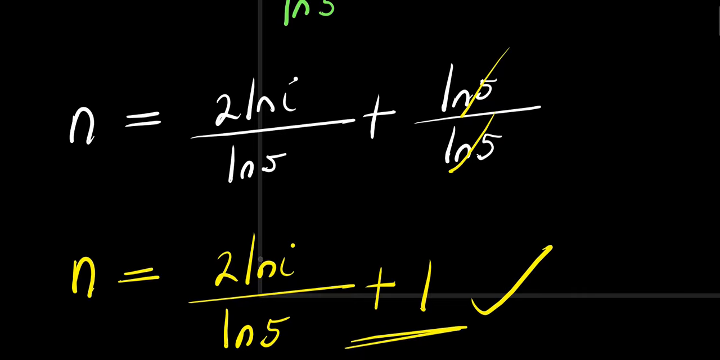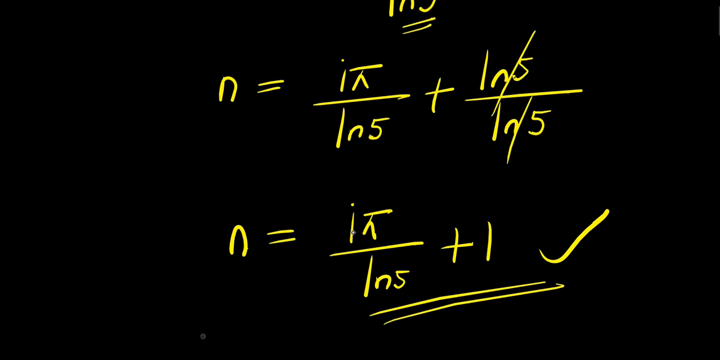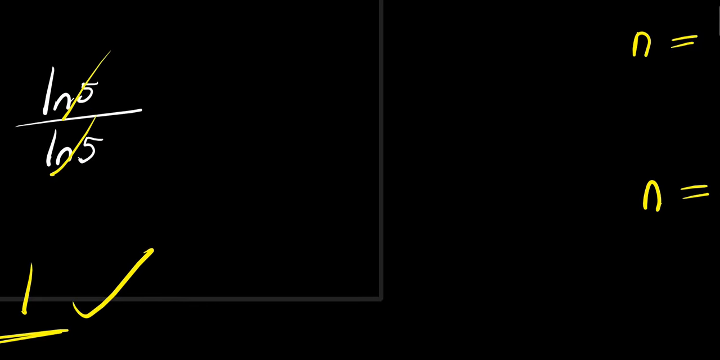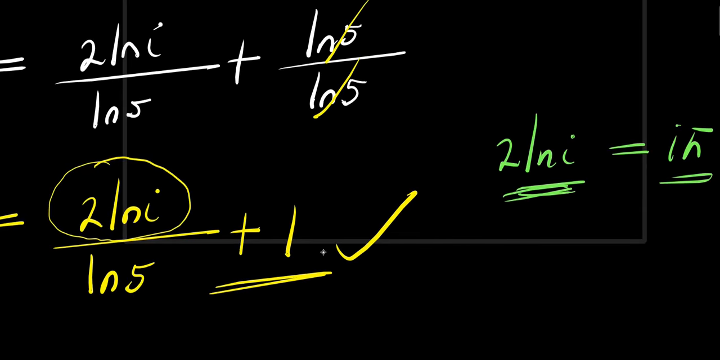Then we have this here. If you observe, we have 2 times natural log of I. And we also have I times pi. So we can easily say that 2 times natural log of I equals I times pi. And if this and this are the same, that means both solutions are obviously very correct.